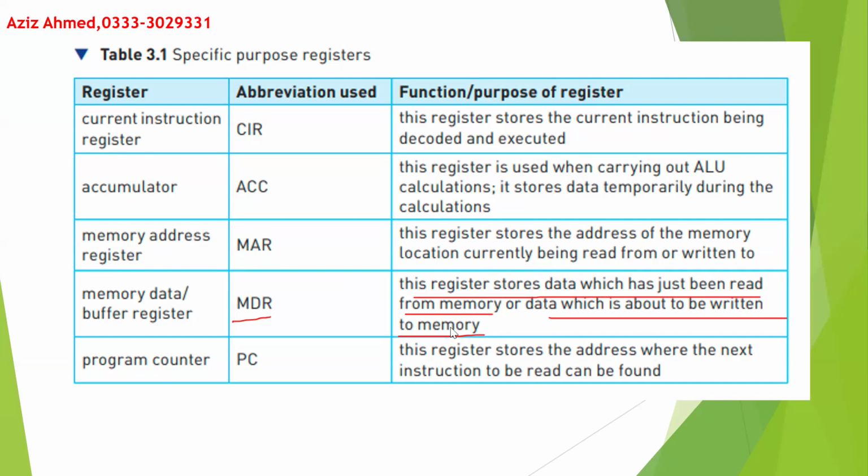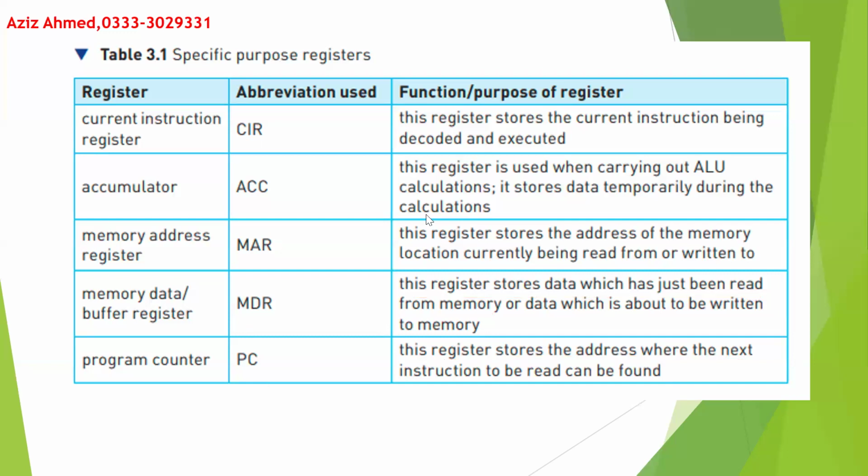Okay, you got the idea? And the program counter, as I told you, this register stores the address where the next instruction to be read can be found. It holds the address of the next instruction to be processed. These five registers you have to study in your chapter 3. For every instruction to be processed, these registers must be active.